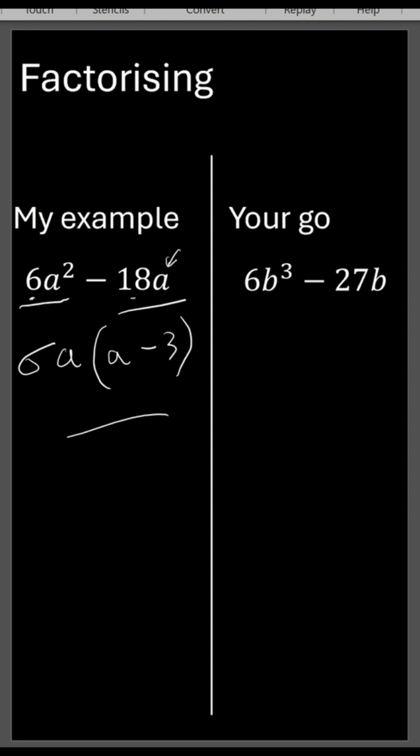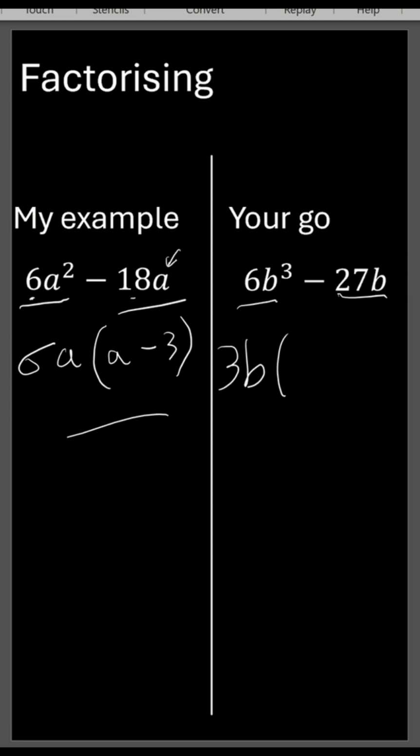Okay, so hopefully you had a go at this. 6b to the power 3 minus 27b. We take 27. Is it divisible by 6? No. So what should we do? We should take the highest common factor between both of them. In this case, 3. And then b to the power of 3 and b. We take the lower power.